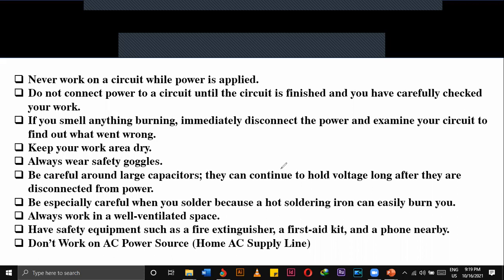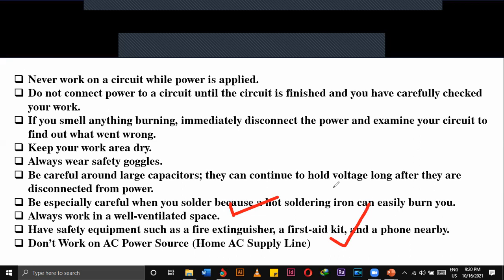Next, always work in a well ventilated space, so the air should come in and go out. Have safety equipment such as a fire extinguisher, a first aid kit, and a phone nearby. It is better if you have these kinds of things.